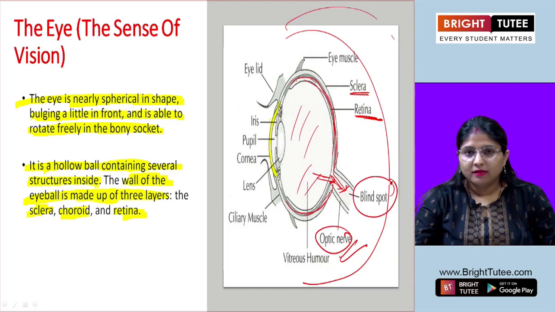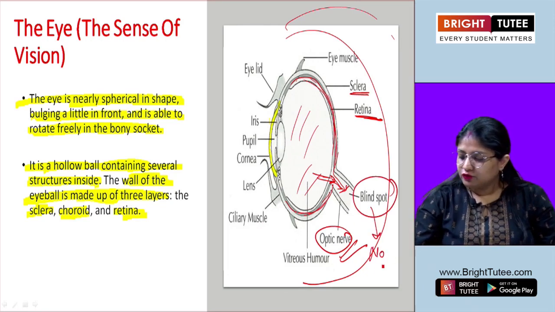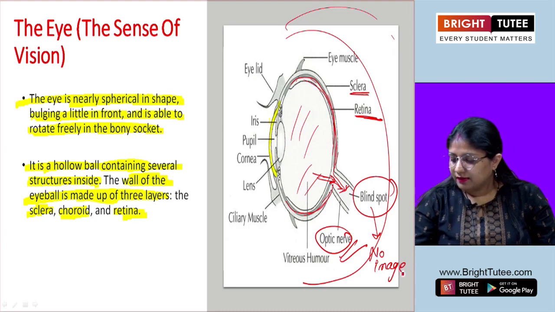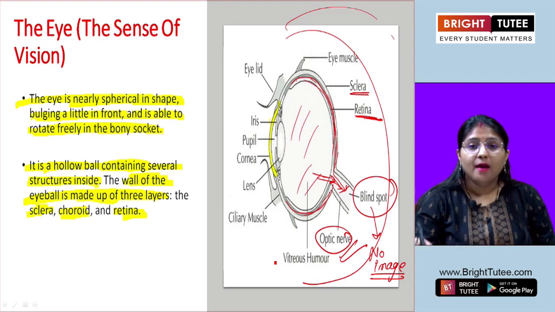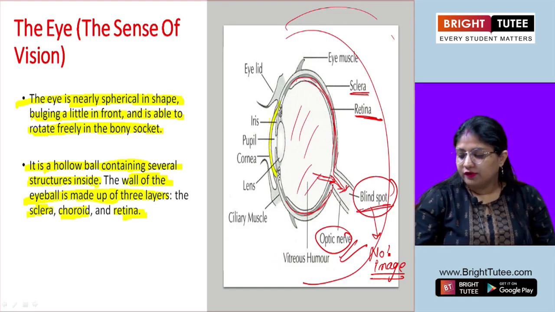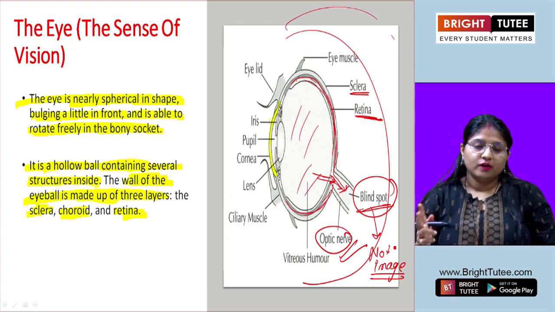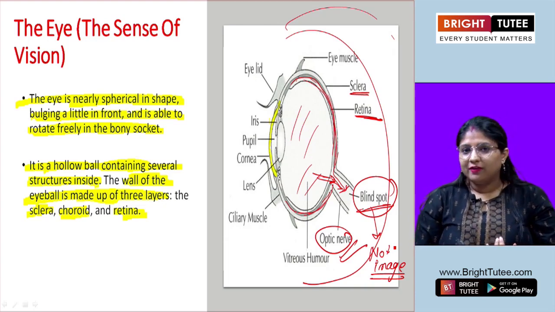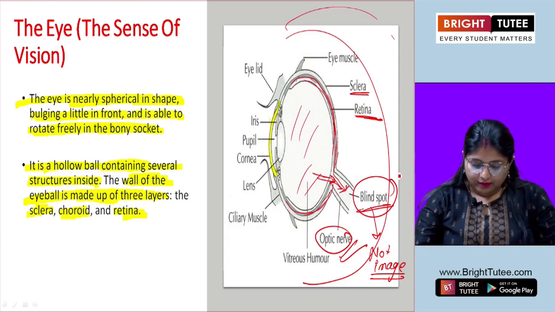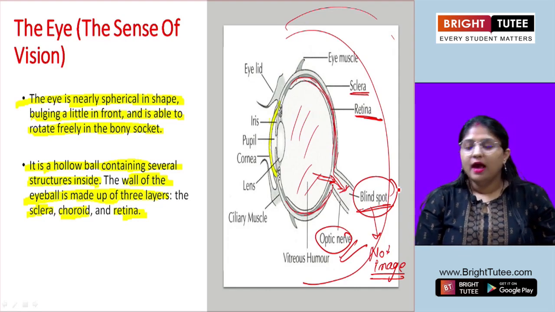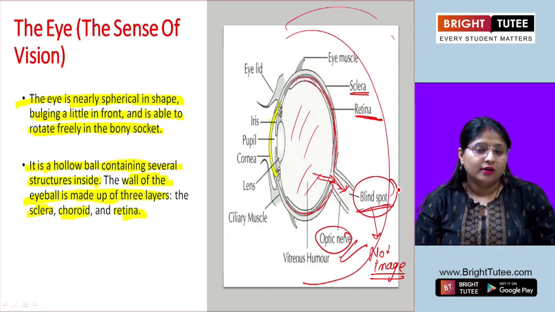And why is it called the blind spot? Because no image formation takes place in this, right? So again, remember, the blind spot is actually present in the retina only, but it is called a blind spot because there is no image formation. So there are two spots in the retina, one is the yellow spot, the other is the blind spot. Yellow spot is for maximum or better vision, and blind spot is the one which has no image formation whatsoever, right? So this is what we call the blind spot, because there is no image perception.